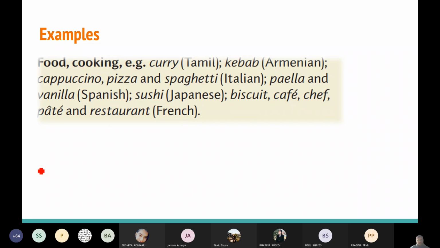Likewise, you see here with the things, how the words relate. We were talking about words like biscuits, cafe, chef, pet, restaurant. These are the words taken from French. Although we are using them often, we find these words come from different languages.